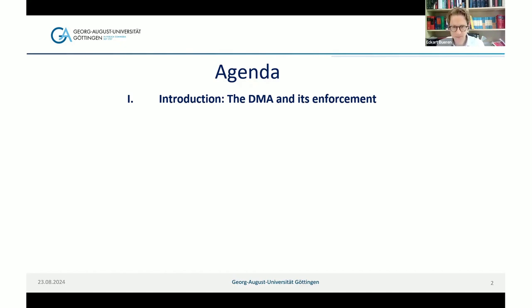And then I will delve into different aspects of the DMA to look at what the meaning of efficiencies in DMA enforcement could be. So I will start with the legislative process. How were efficiencies discussed in it? I will look at indications in the DMA. What does the DMA itself tell us about the relevance of efficiencies?